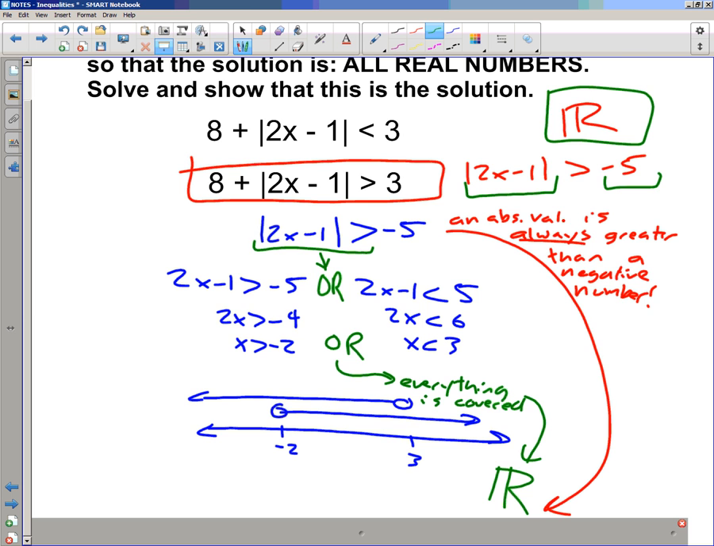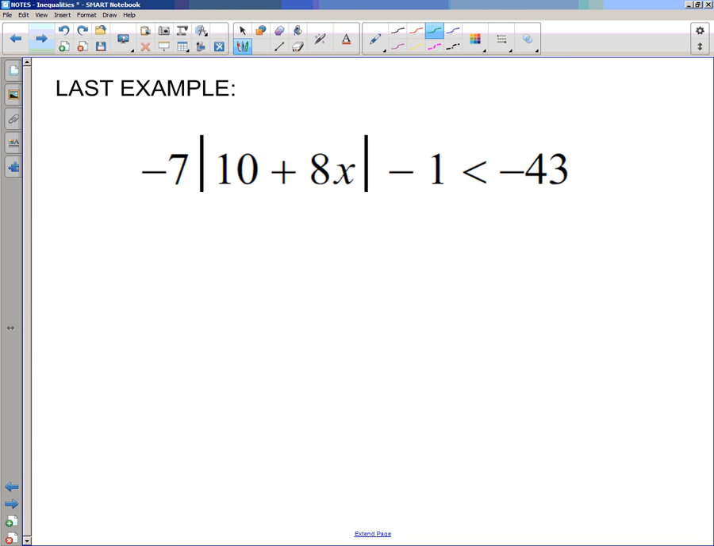Okay, we've got one more. I'd like you to work this out on your own. There are a couple tricky things about this problem. Actually, can we quit this right now and say, oh, there's a negative number on the other side of the inequality? No, you cannot quit until you've gotten the absolute value by itself. So do a couple steps of algebra, get the absolute value by itself.